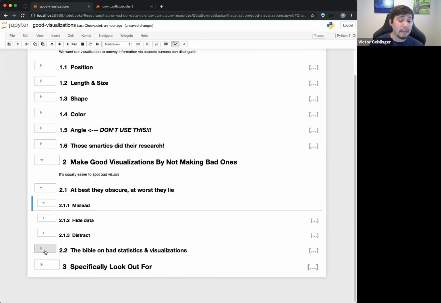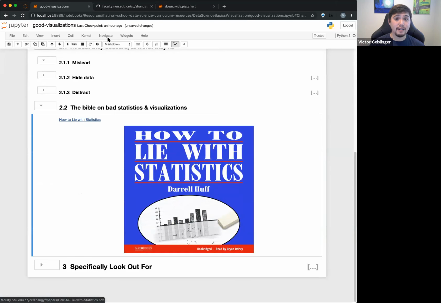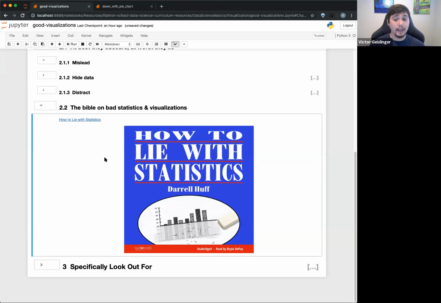There's kind of the Bible on bad statistics, How to Lie with Statistics. Has anyone heard of this book before? If you were to say one book that you should go read to understand visualization, and honestly as a data scientist, this is the book to go for. In fact, it's a PDF right here. You can actually get that and read it through. It's a really good book to go through.